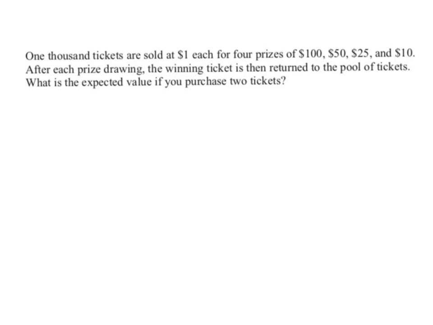How many tickets do you buy? 1,000 tickets are sold. You buy 2 tickets. So the probability changes. Your probability is not 1 out of 1,000 anymore. It's 2 out of 1,000. Let's keep in mind a couple things. It's not weighted. The probability of winning each of these prizes is the same. But because I bought 2 tickets, my probability is now 2 out of 1,000.